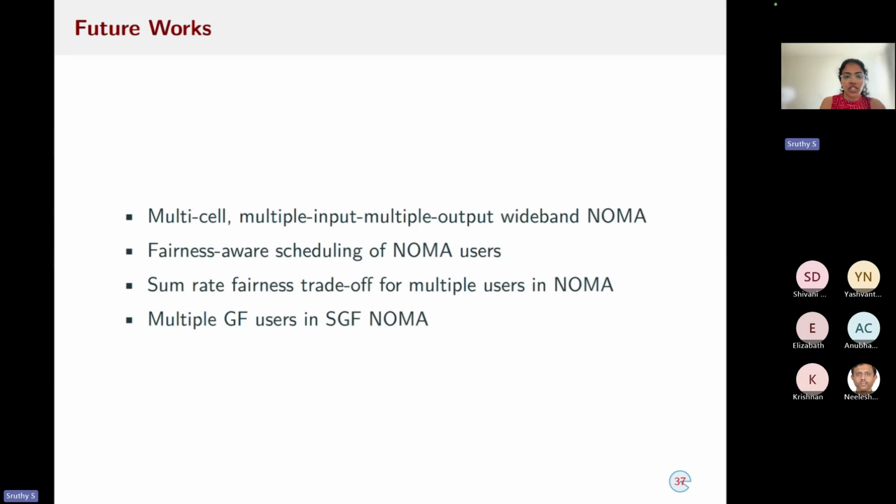another future research direction. And in our work, we have considered the rate fairness trade-off of NOMA for two users. What if we go to multiple users? And in the last part, we have considered one grant-free user admission for the semi-grant-free transmission. But what happens when we are considering more than one grant-free user? So that can also be a potential future research direction.